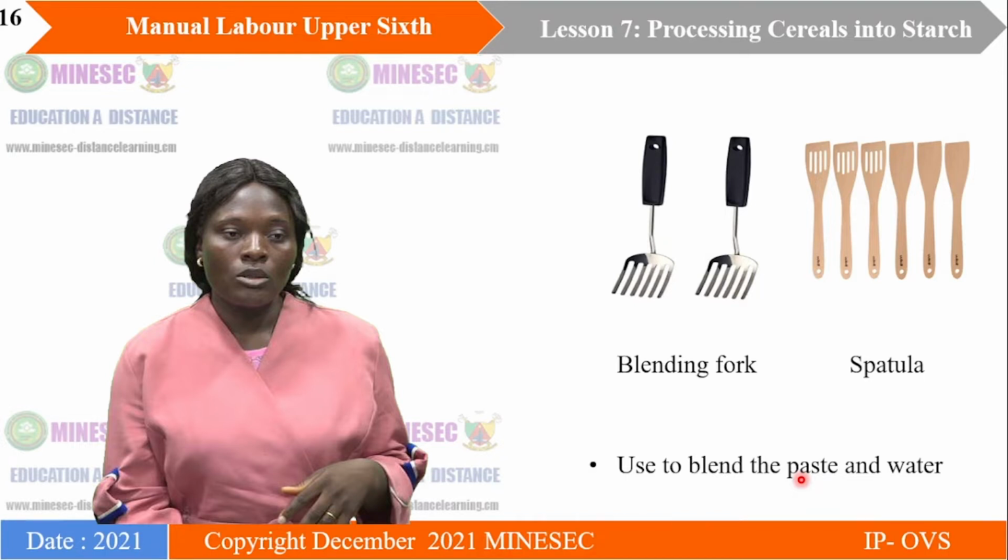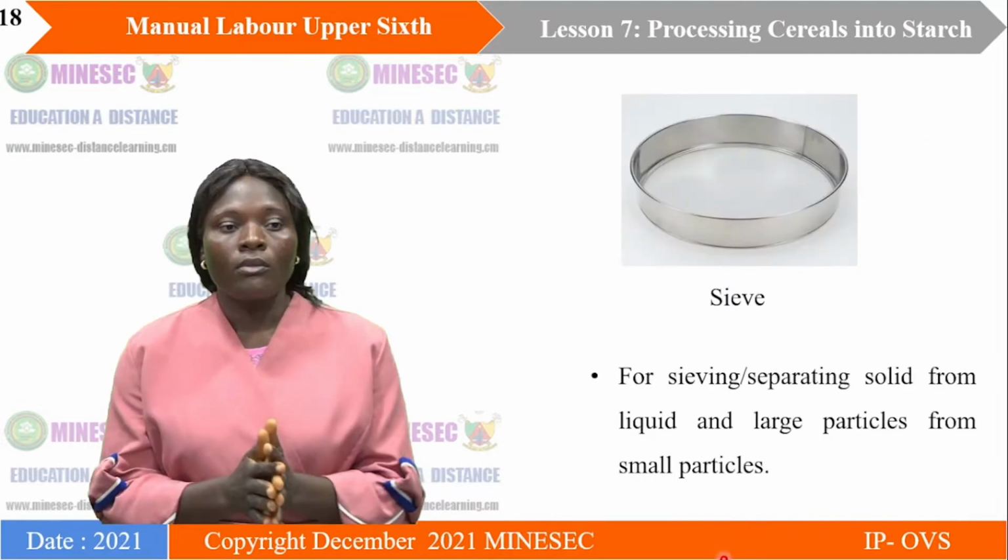You also have containers. You have a container like this. It could be bigger than this, it could be smaller than this, depending on what you are doing. It's used for mixing. So you put your paste in it and you mix. Then you have a cutter, which is used for cutting, especially with tubers. You have a sieve. There are varieties of sieve, but this is the local one that we can easily get. It's used for sieving or separating solid from liquid and large particles from small particles. That is the use of a sieve.